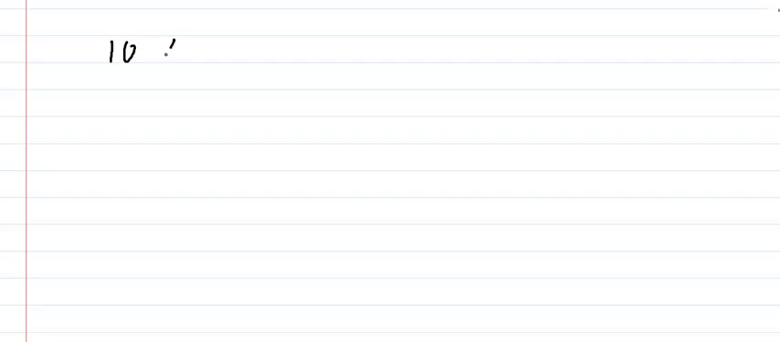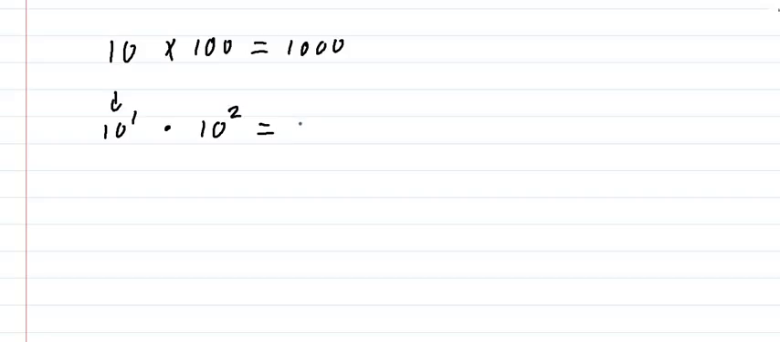10 times 100 equals 1000. We can easily see that 10 can be written as 10 to the power of 1, and that 100 can be written as 10 to the power of 2, 10 times 10, and the result can be written as 10 to the power of 1 plus 2, which is 10 to the power of 3, which is 10 times itself 3 times.